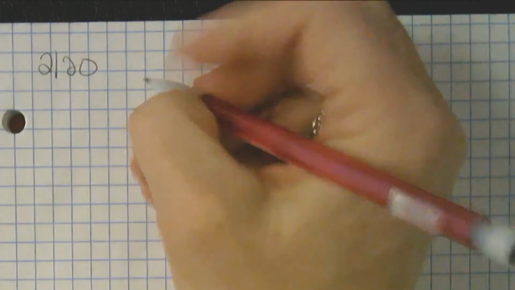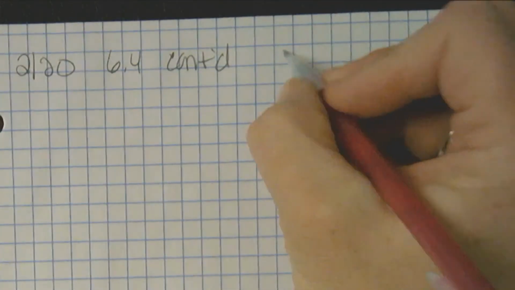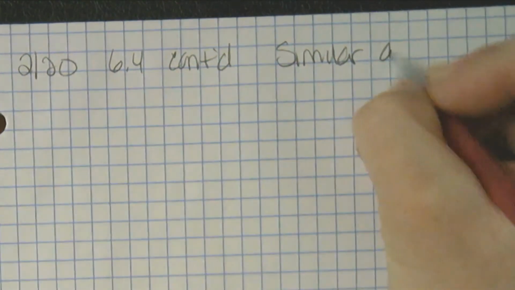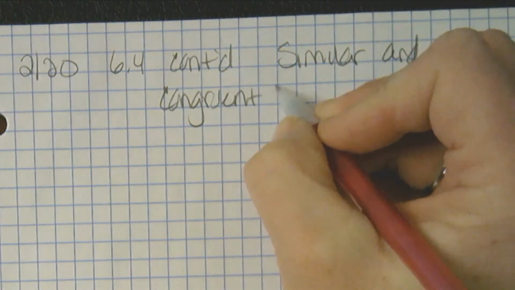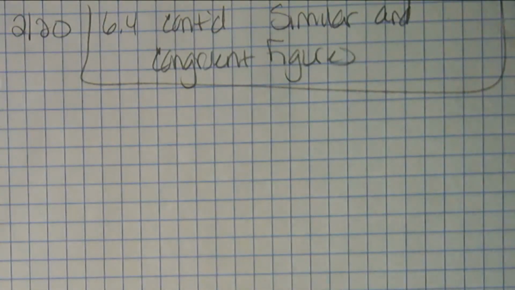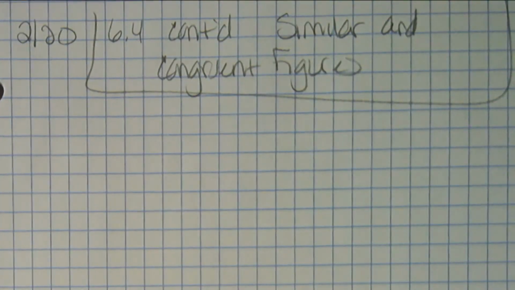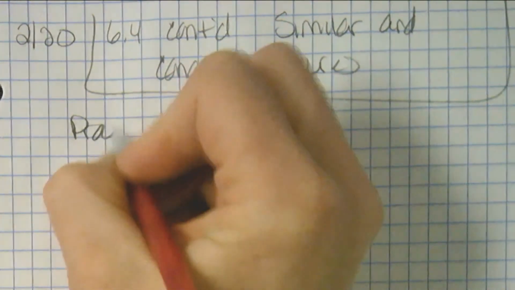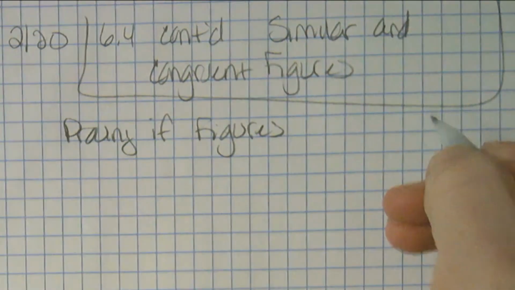All right, we are continuing on with 6.4, so 6.4 continued. We're talking today about similar, but then we're also going to throw into there incongruent figures. And we're going to talk about what the difference between those two things are. So today, let's first of all start. I need you guys to get your rulers out if you don't already have them out, please. All right, we're going to start with proving if figures are similar. And then we're going to talk about what congruent means.